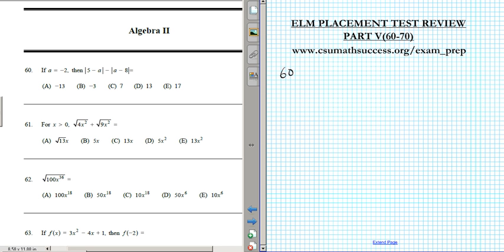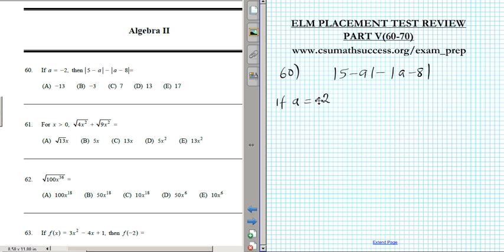So starting from number 60, we're asked to find the value of this expression if a is equal to -2. So what's the value of this expression? 5 minus a minus the absolute value of a minus 8. What is this if a is -2? So what you need to remember is that absolute value means distance from 0 on the number line, not the opposite, okay? So just remember that.